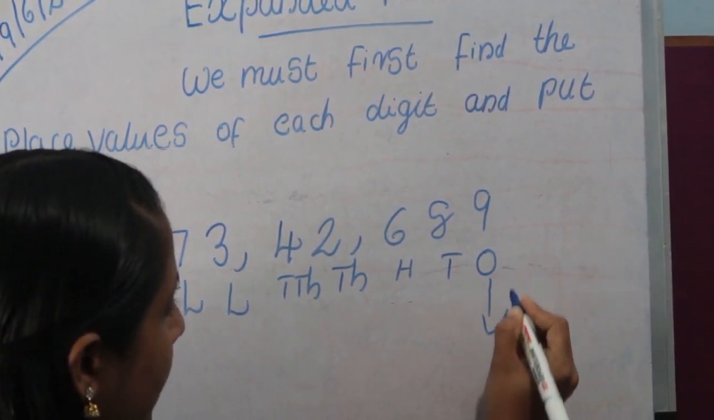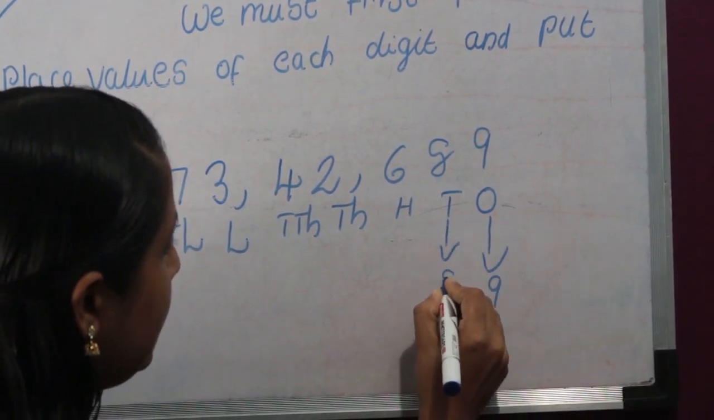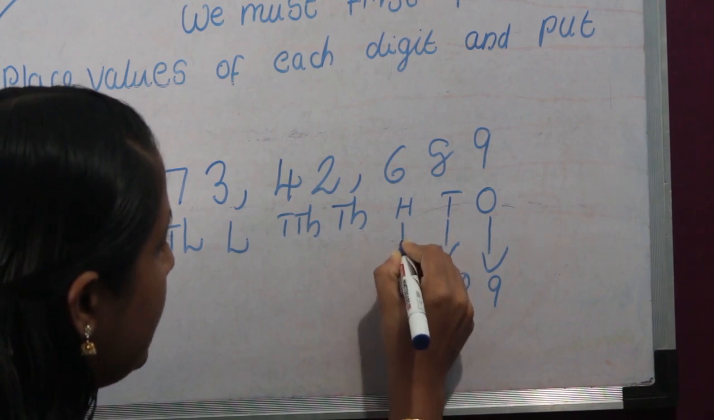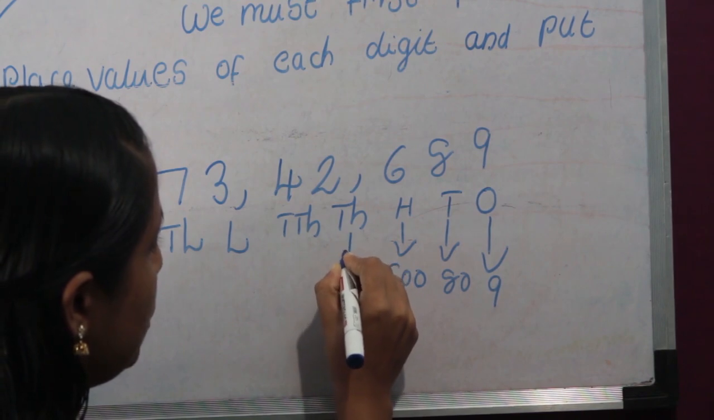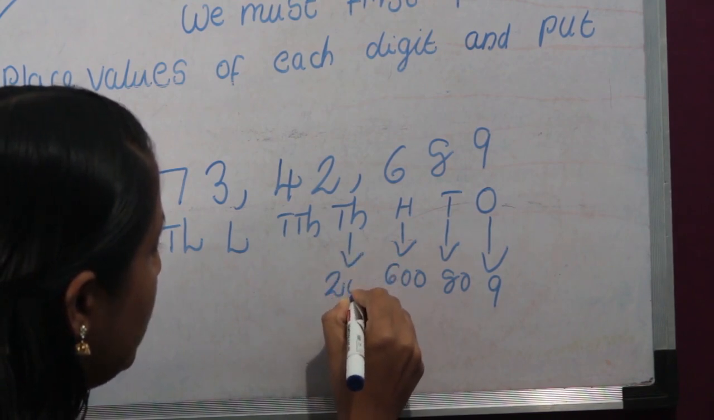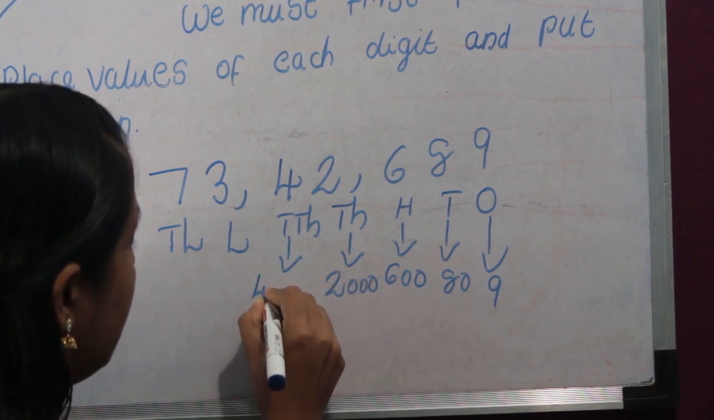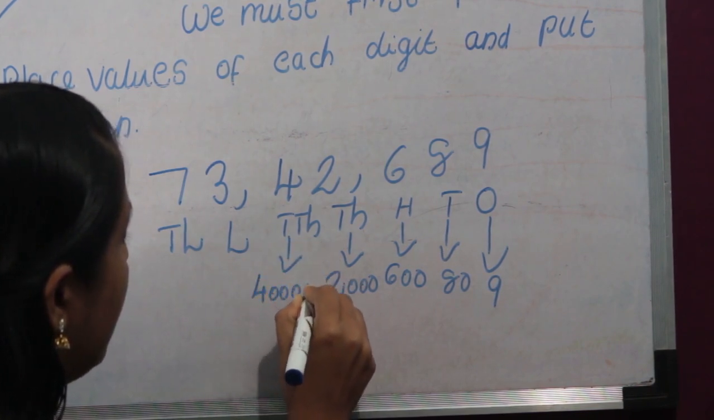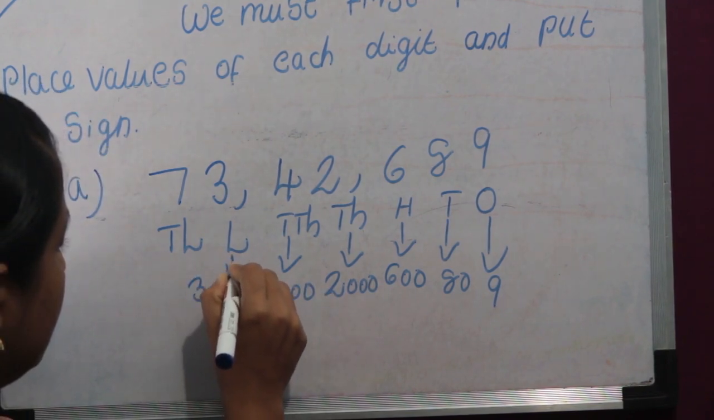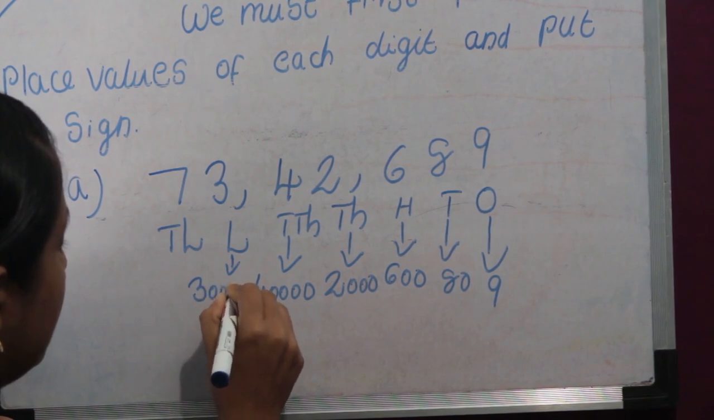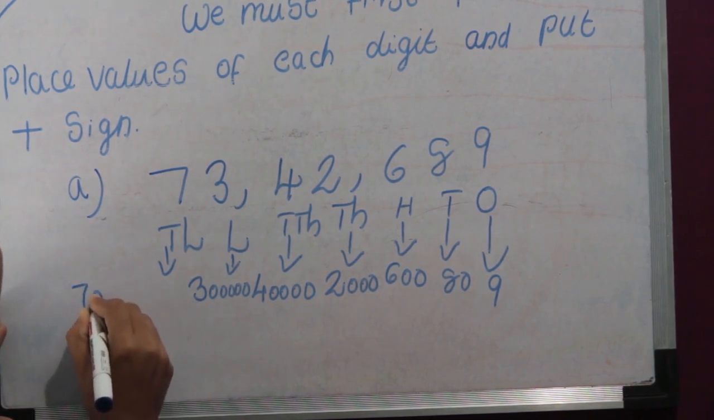The place value of 9 is 9. The place value of the digit 8 is 80. The place value of the digit 6 is 600. The place value of the digit 2 is 2000. The place value of the digit 4 is 40,000. The place value of the digit 3 is 3 lakh. The place value of the digit 7 is 70 lakh.